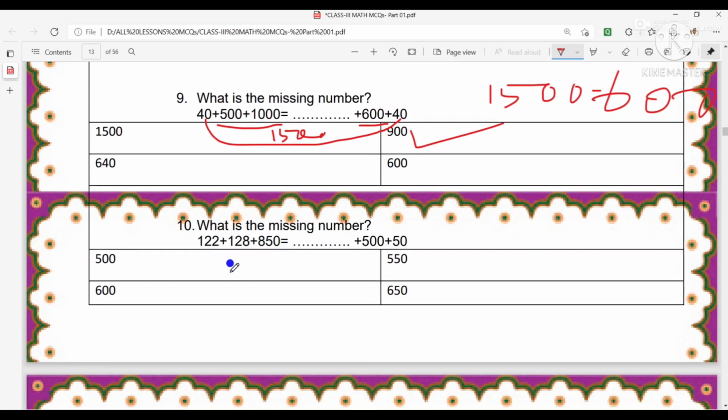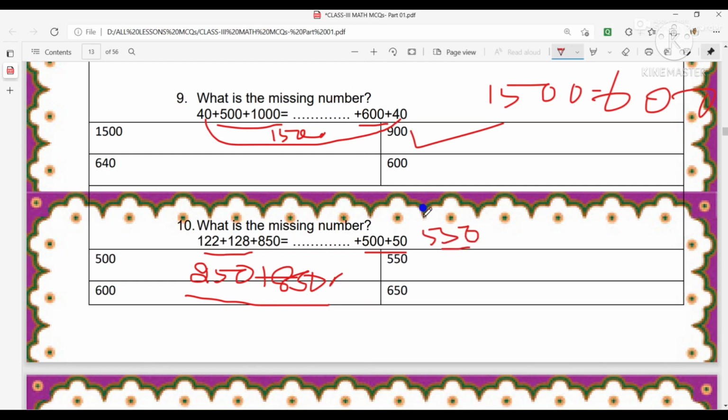Next, what is the missing number here? Here you can see 122 plus 128, it will give 250, right? 250 plus 850 equal to dash plus 500 plus 50. So 500 plus 50 will give 550, right? So this side 250 plus 850, this side 550.